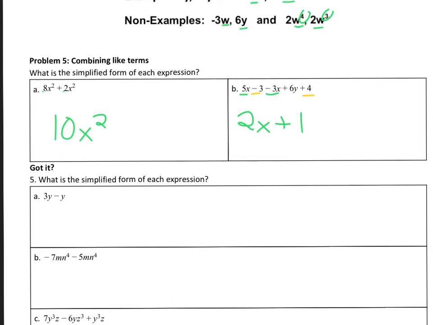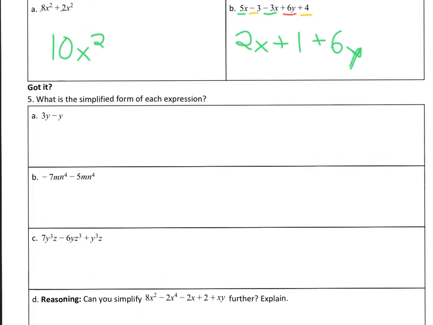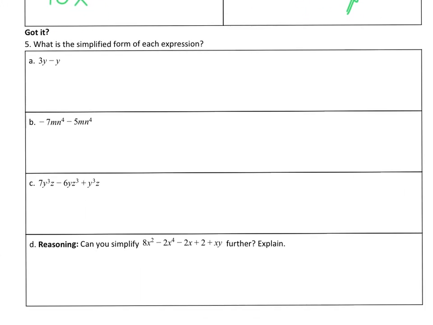And then 6y doesn't have any like terms. Well, that's all right. It remains unchanged if it doesn't have any like terms. So this is simplified. I can't combine any of these terms any further because they're not like terms. Okay? So when we simplify expressions, we've got to be okay with getting multiple numbers or terms in our simplified answer. Okay? So look for the same variable with the same power. So you've got it. Work through these, see if you can answer them, and then check with me once you're finished.